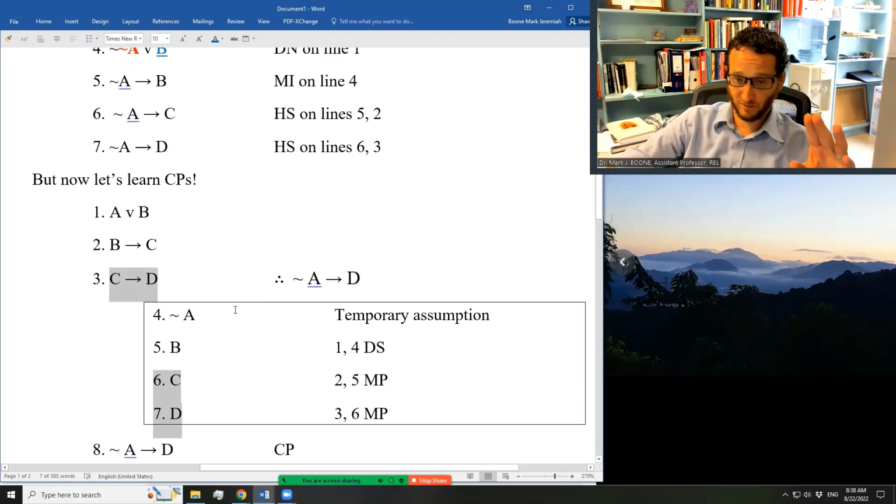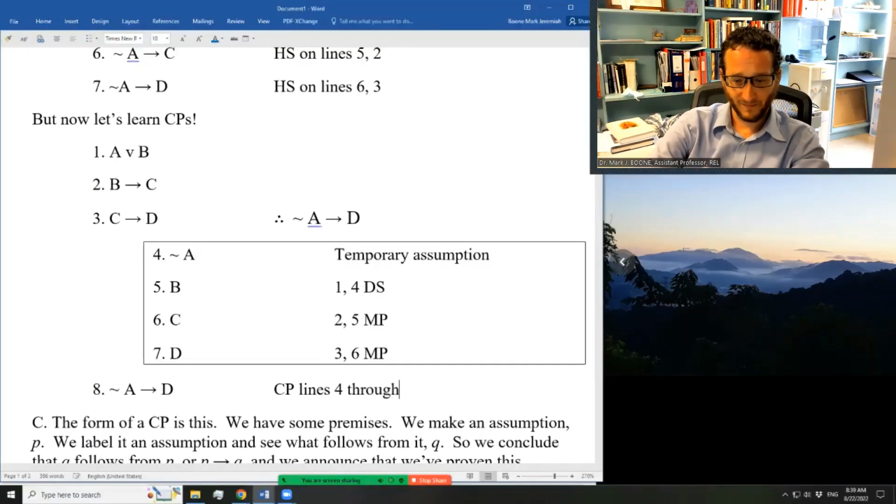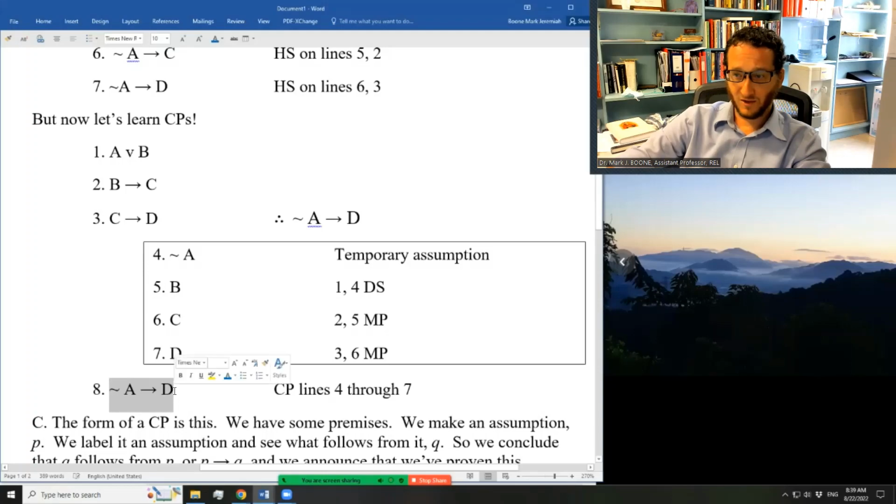So when you close off the proof, you indicate that you're done with this temporary assumption, and you state that the last thing in that temporary assumption follows from the first thing. And you should always do it this way. You should always have this pattern when you're doing a conditional proof.